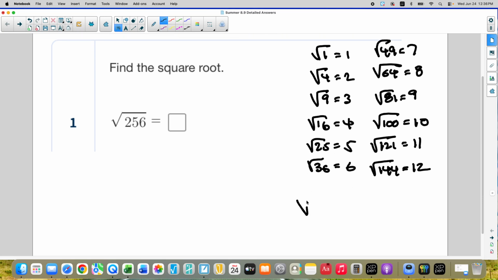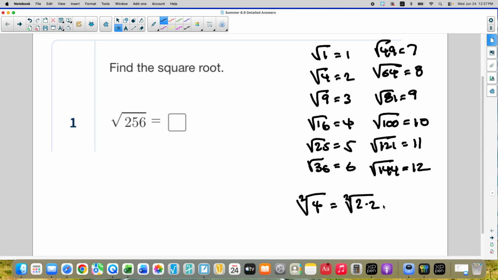We call it a square root because there's an invisible 2 in there. And so when we talk about inverses, what gets rid of addition is subtraction, what gets rid of subtraction is addition, what gets rid of multiplication is division, what gets rid of division is multiplication, what gets rid of a square root is a square.